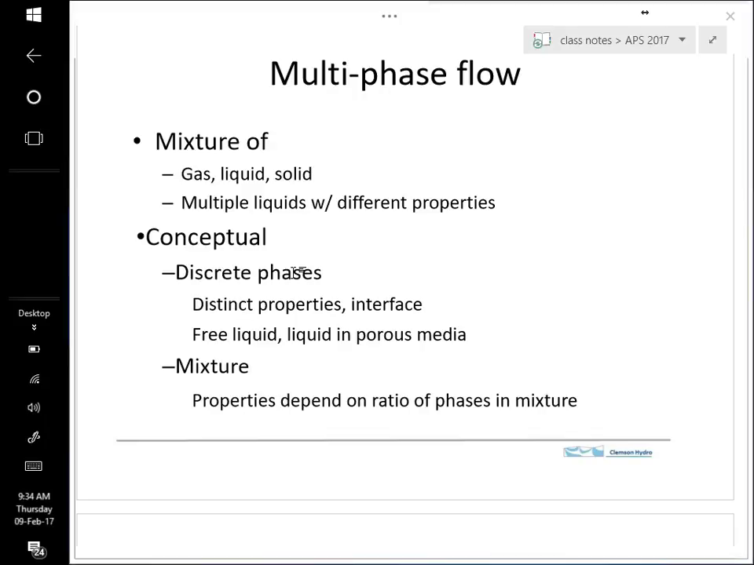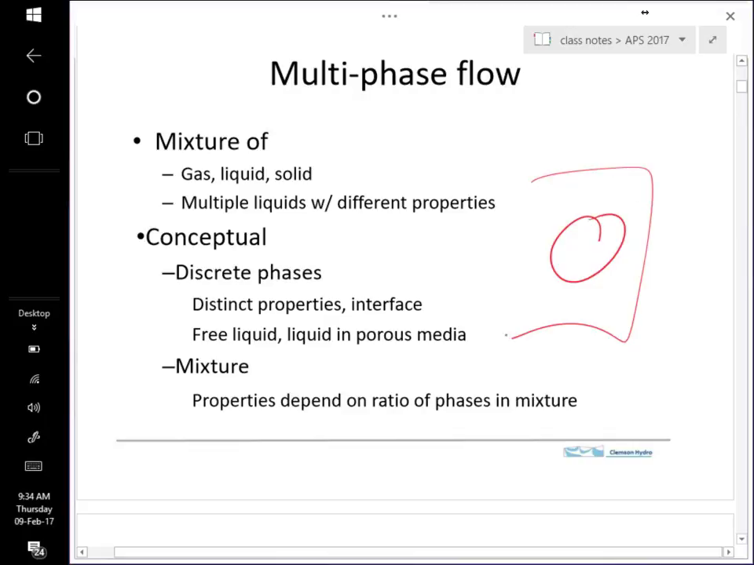We can also, though, have two phases that are intermixed, okay? And so you can have two separate phases that are together, like this. So here's oil and water, right? So there's an oil droplet in water. So that would be this case.